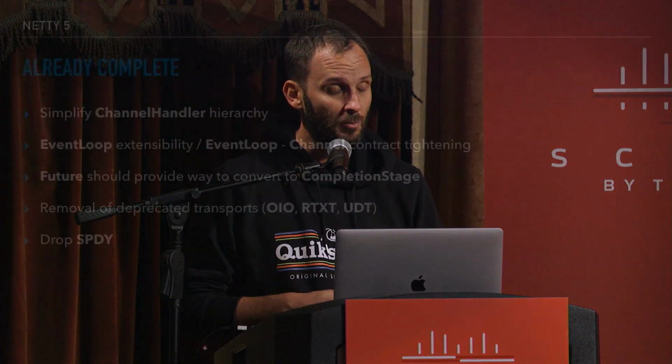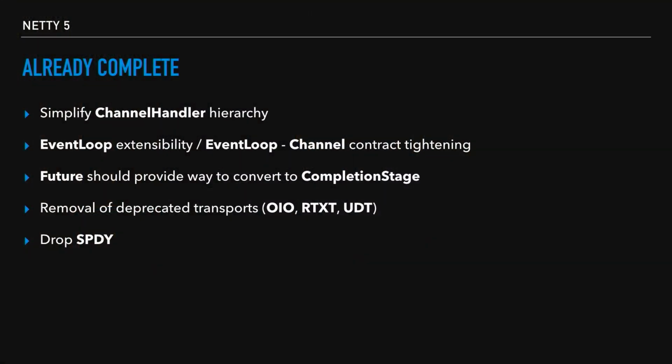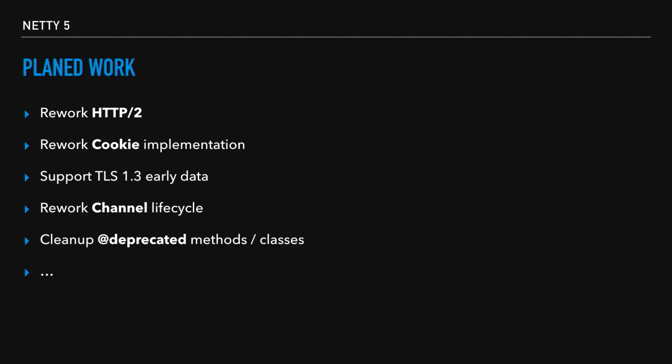So what did we complete? We simplified the channel handler abstraction already. Before, because we were on Java 6, we had all these different abstract classes and adapters. Now it's just one interface, because we have default methods and skip annotations, so it's not a problem. We did the event loop stuff, the extensibility that I talked about. We provide a way to adapt futures. We have our own futures and convert them to completion stage. We removed a lot of deprecated stuff. We dropped SPDY. I hope you don't use SPDY. You should use HTTP2 instead, and all this kind of stuff, right?